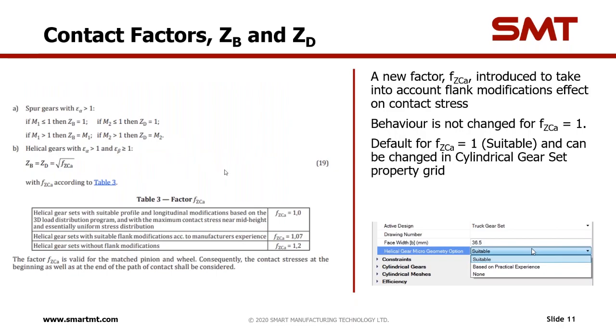Then just a bit of an overview as to what the other options would do, which is shown on the table on the left. So the based on practical experience will increase the factor slightly from 1 to 1.07, and then none will increase it again to 1.2.